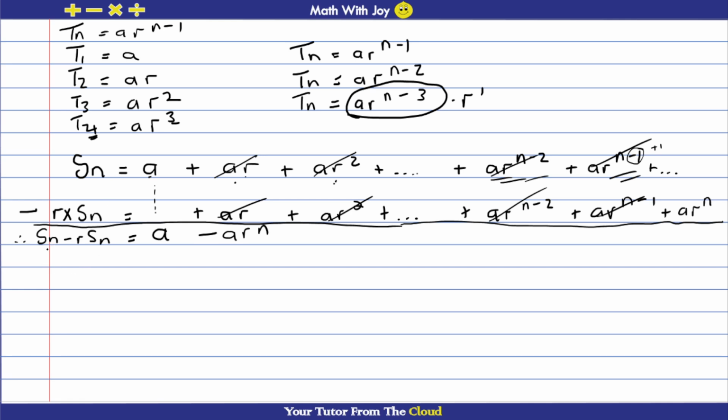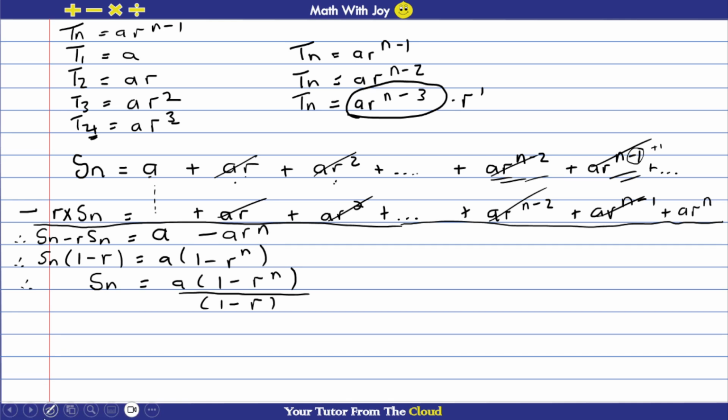Now we want to factor out the Sn on the left hand side. We factor out the Sn, we get 1 minus r is equal to. Factor out the a, we get 1 minus r to the power of n. So that's what we have here. Then we want to take this bracket to the right hand side. It's multiplying here, so it will divide on the other side. So we have Sn is equal to a times (1 minus r to the power of n) all over 1 minus r. So I don't have to put the brackets there anymore. I can just remove them.